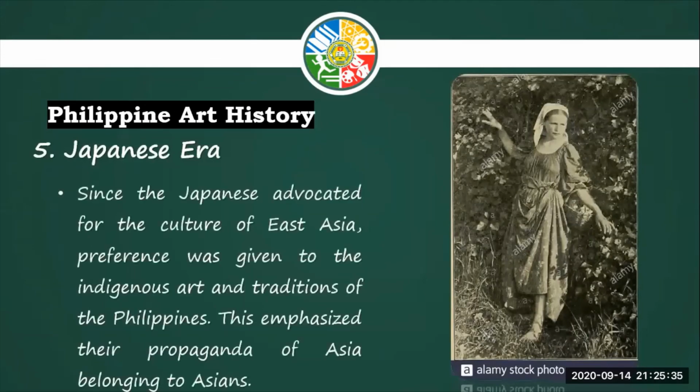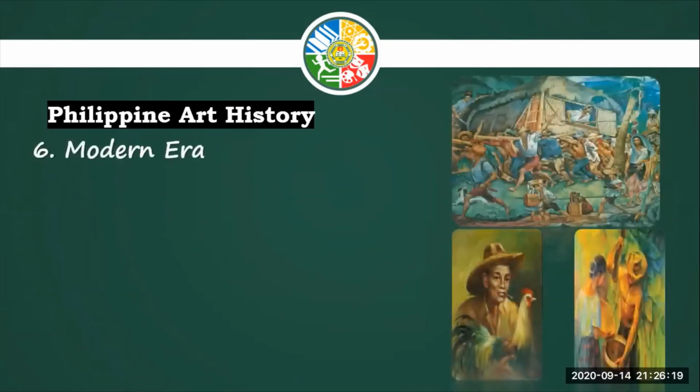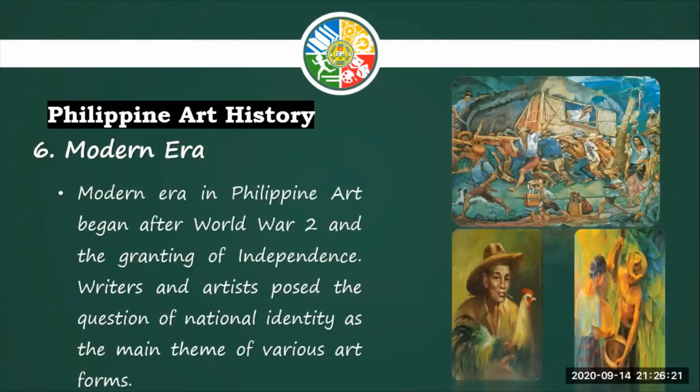In the Japanese era, the Japanese are actually advocates of cultural preservation of East Asia. Up until now, some Japanese are very traditional, that they do not accept change in their traditions. During the Japanese era, the Philippine art focused mainly on the Philippine tradition because again, the Japanese are advocates of cultural preservation.